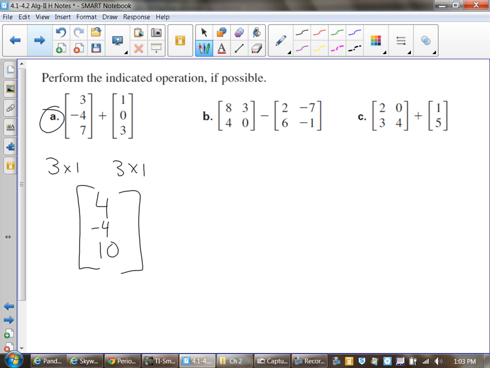Yes, sir? What does your answer mean? 4, negative 4, 10 in a row or in a column? What does it mean? We're getting there. Right now, today, what we're working on is how to do the operations. Towards the end of tomorrow, you will be solving systems of linear equations via matrices, and you will see how this stuff interrelates. This is another way of solving systems without using the substitution or elimination methods.